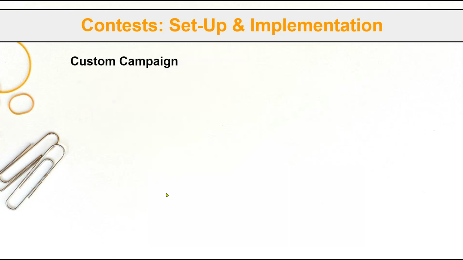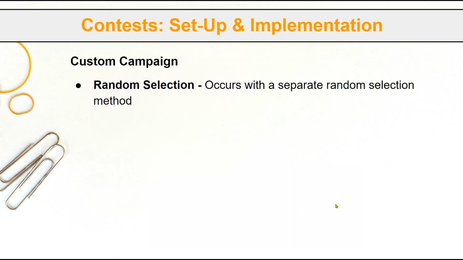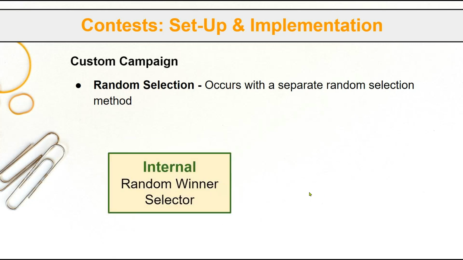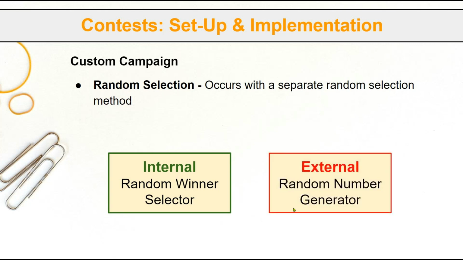With custom campaigns, winner selection is wholly external to the campaign itself. For this selection process, you can use our internal random winner selector found in the Mobile Tools menu, or you can use an external random number generator. We'll review all of these options more deeply after we take a brief segue in discussing how to use the campaign's opt-in filters and entry restrictions.